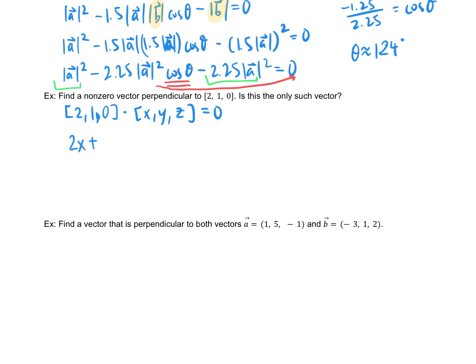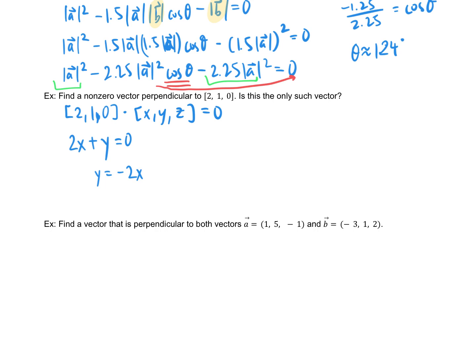2x plus 1y plus 0z, so I'm not even going to write that, should equal 0. Just going to bring the 2x over to the other side, and I end up with this. So if my vector has this relationship, y is equal to negative 2 times the x component, doesn't matter what z is, that vector will be perpendicular to 2, 1, 0.